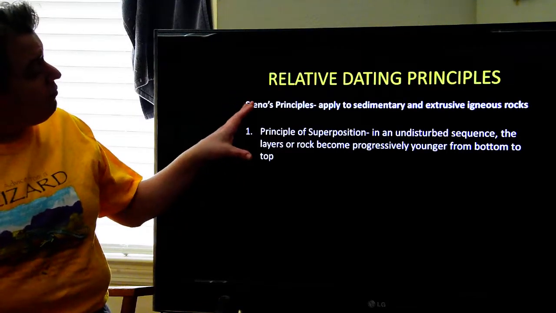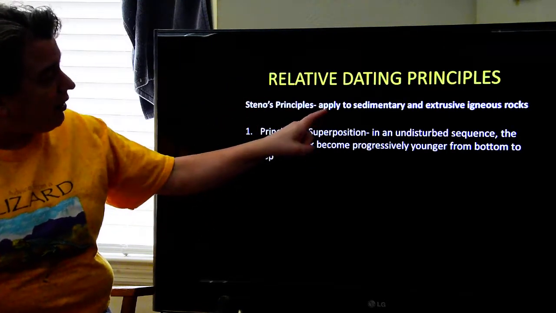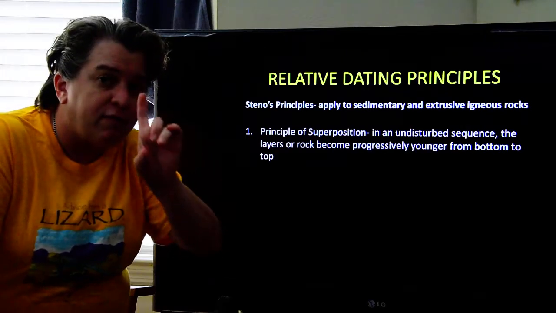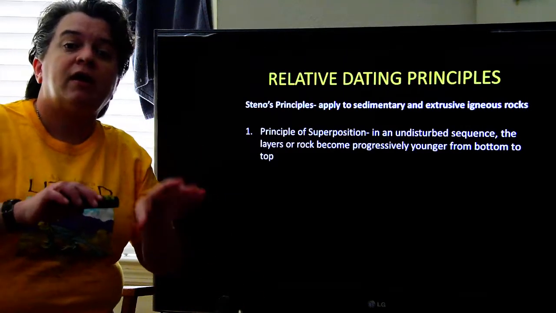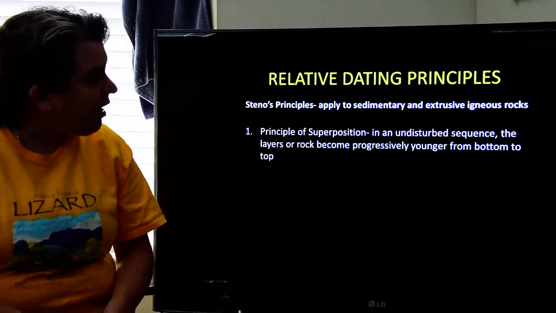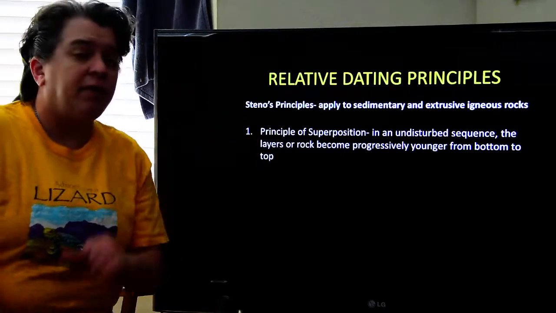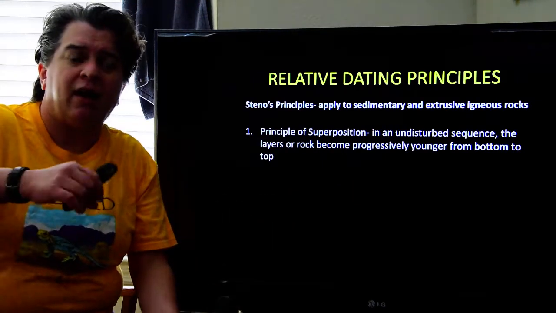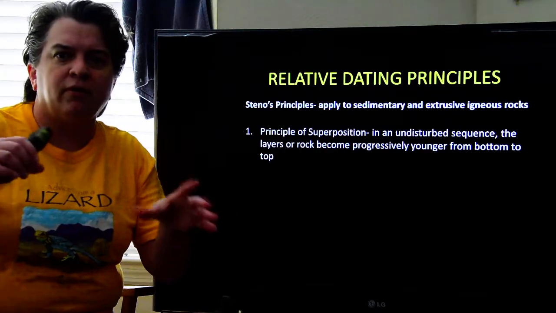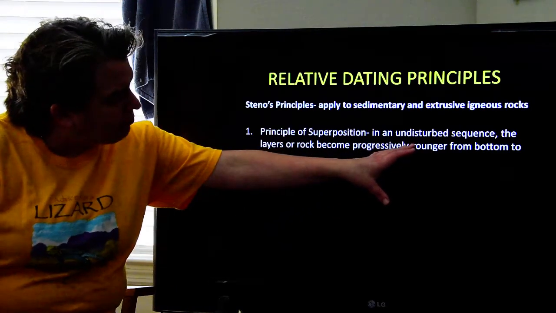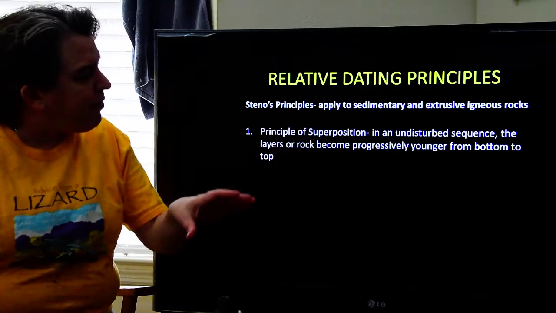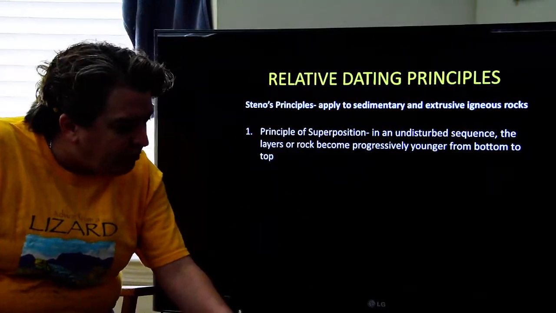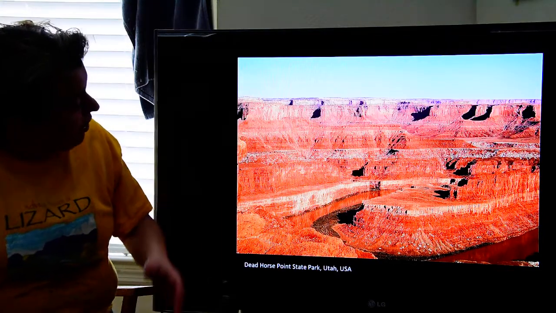All right, so these are Steno's principles of relative dating, and they apply to sedimentary rocks and extrusive igneous rocks. So this means they only apply to rocks that form here on Earth's surface. Now the first of these principles is the principle of superposition. This states that in an undisturbed sequence, and undisturbed means we haven't had any crazy earthquakes or mountain building or other weird stuff happen, the layers of rocks become progressively younger from the bottom to the top. So the stuff at the bottom is going to be the oldest, and it's going to get younger and younger and younger, working our way upwards.